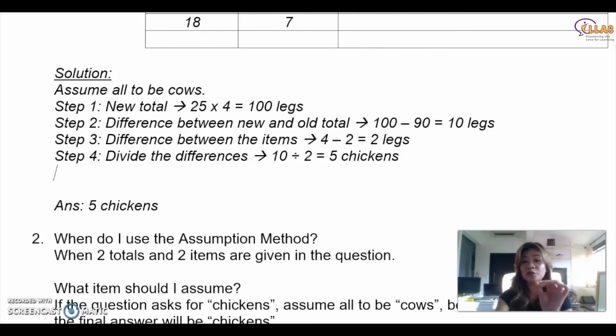Right. If you were to ask, what about the cows? Basically, it means that the question wants you to find 2 items. Both items, they want to know each one. So if there are 5 chickens, there are 25 animals altogether. So you minus the 5 chickens and you get 20 cows. And you get both answers.